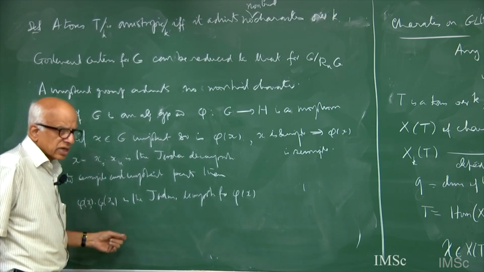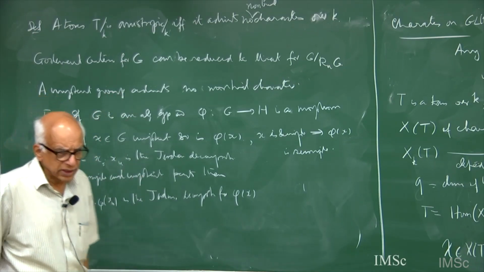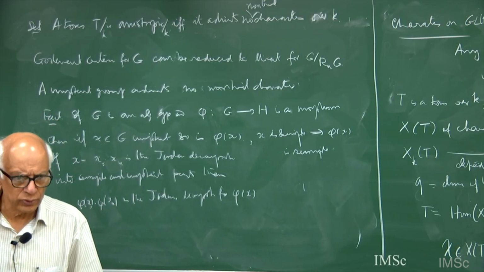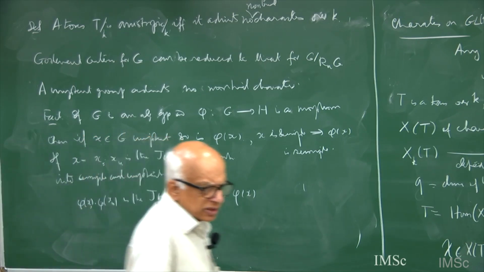These are again standard results and not so difficult to prove either, but the standard reference for you is Borel's book. Maybe Borel's book is not the best reference. Maybe Springer's book is a better reference. Springer is also a book on linear algebraic groups, published by Birkhauser. Must be available in the library.